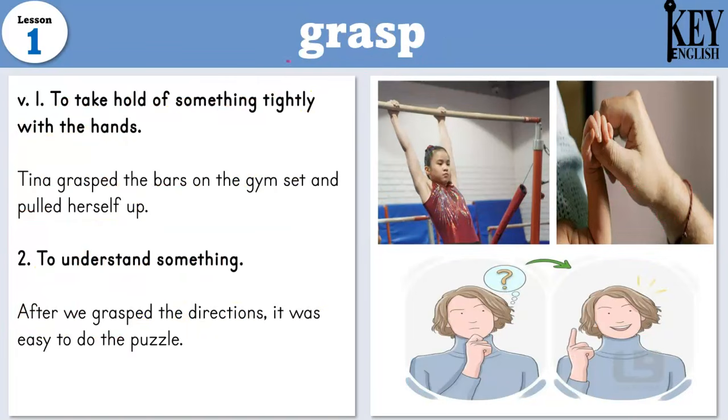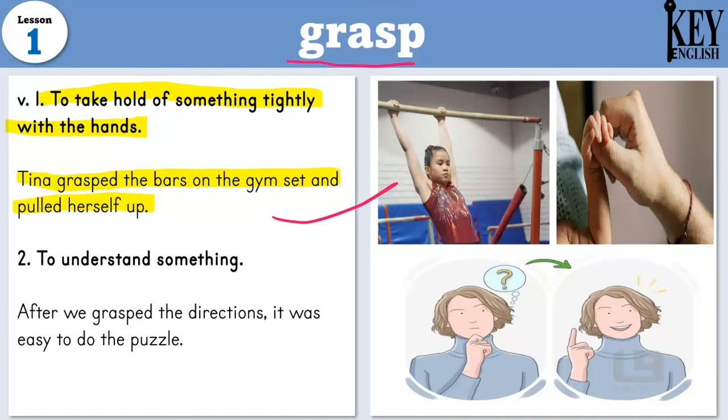Our next word is grasp. And grasp also has two meanings. The first meaning of grasp is to take hold of something tightly with the hands. So when you grasp something, you are just holding on to it very tightly. The example sentence says, Tina grasped the bars on the gym set and pulled herself up.